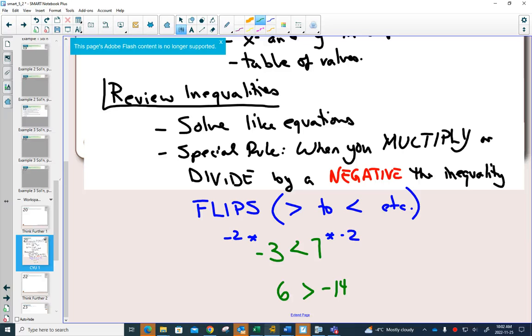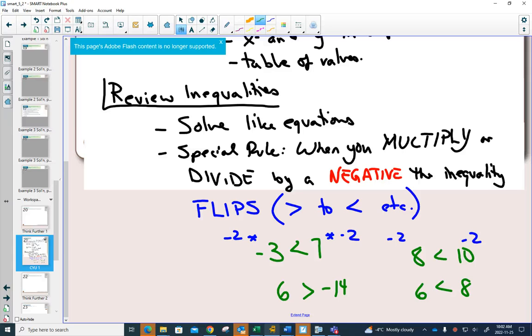What about adding a negative? Well, 8 is less than 10. If I subtract 2 from this side and subtract 2 from that side, what am I going to do with 6 and 8? Sign is still going to be the same. So, this is our review of inequalities and our review of graphing lines.